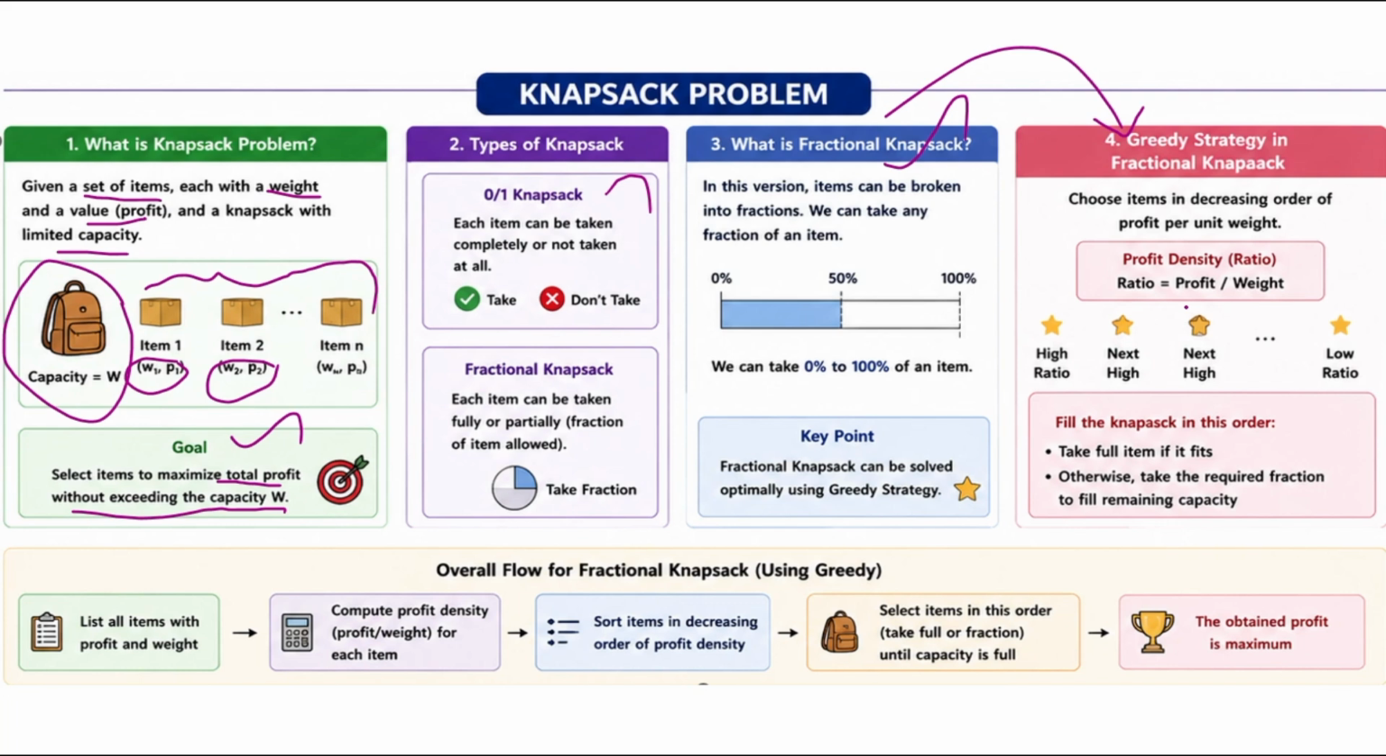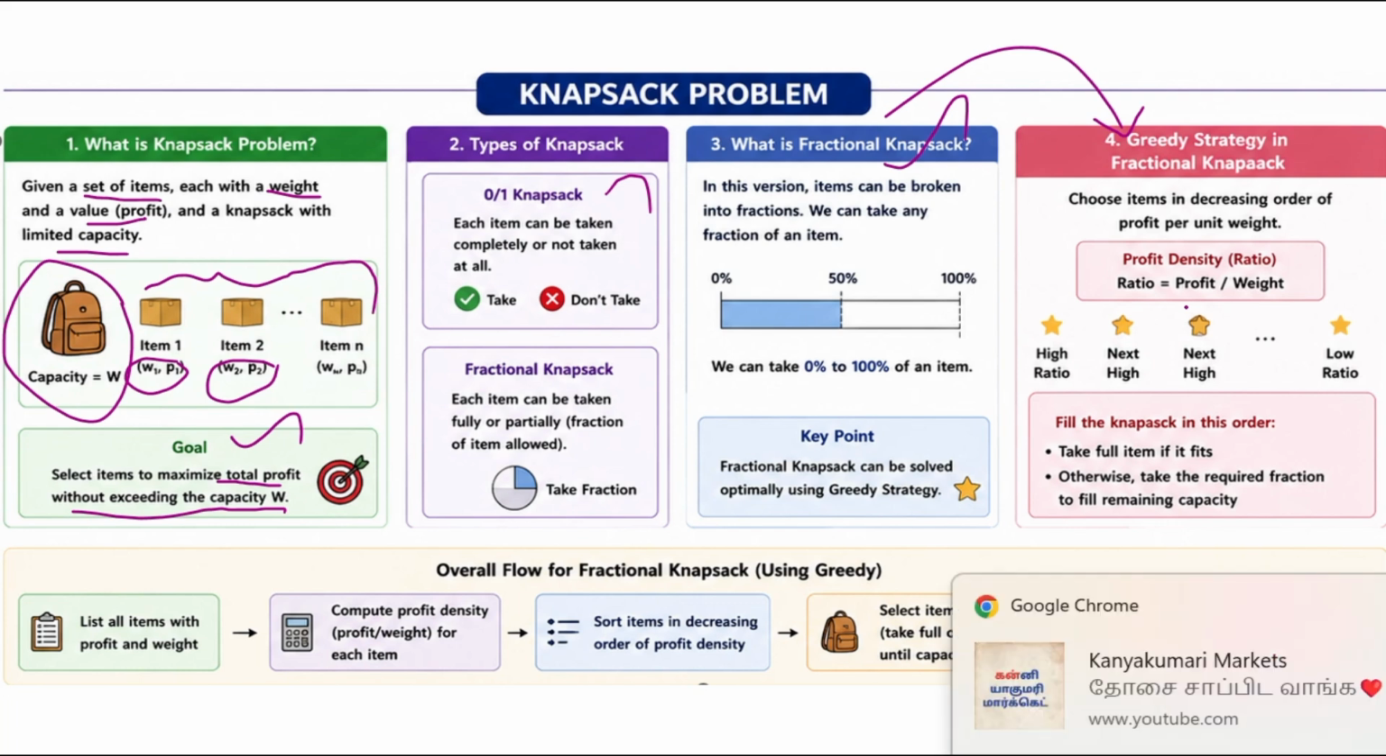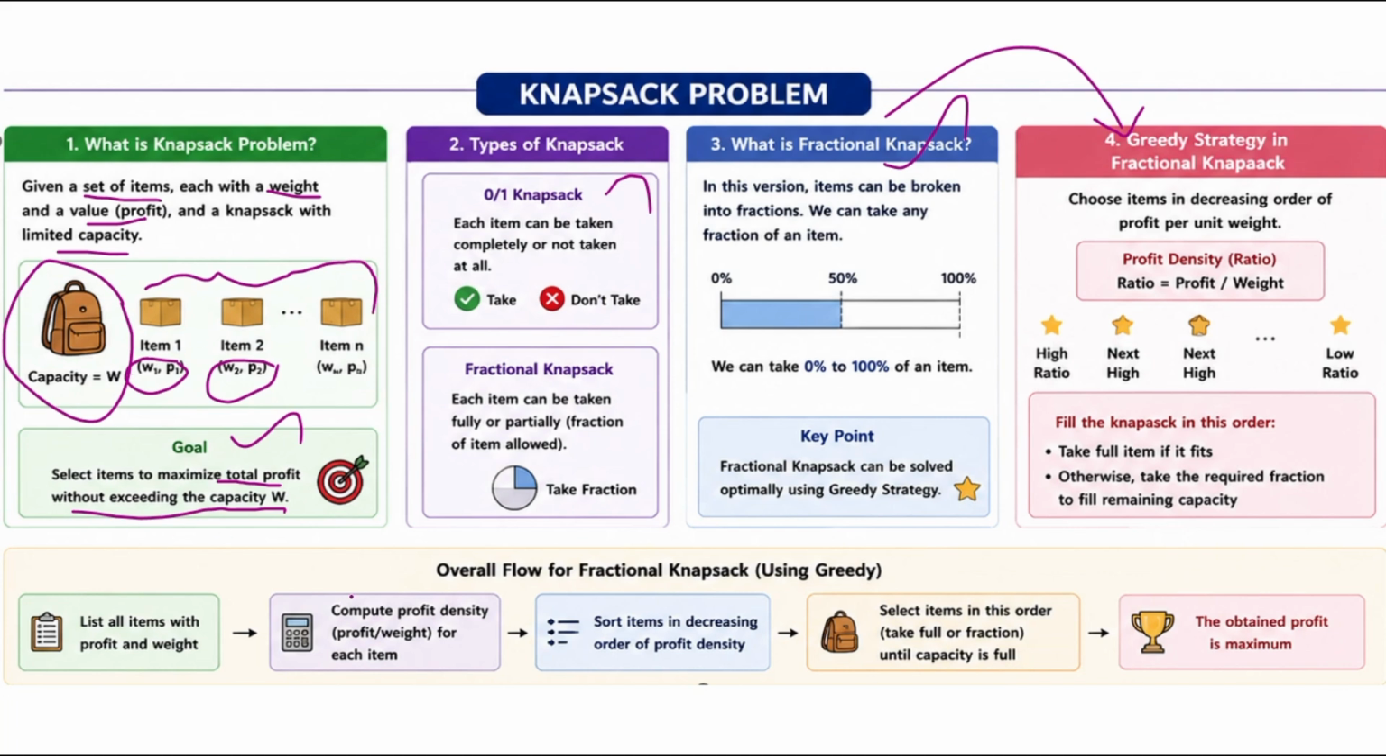This is the idea behind this. What is the first step in the fractional knapsack problem? We find the profit density ratio and arrange the items in descending order of the profit density ratio value. And what is the goal here? Select items to maximize total profit. This is the workflow of fractional knapsack: list all items with the profit and weight and compute the profit density value. Then sort items in decreasing order of profit density. Select items in this order, taking full or fraction until capacity is full. We can take a small part of items. Then finally find the profit. Clear?